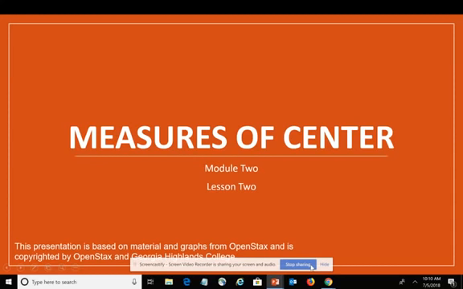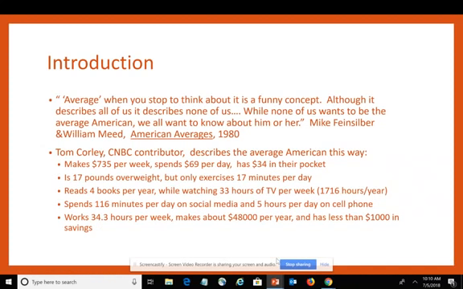This is Module 2, Lesson 2, and the topic is measures of center. Average, which is what we typically think about when we think about measures of center. Average, when you stop to think about it, is a funny concept. Although it describes all of us, it describes none of us.